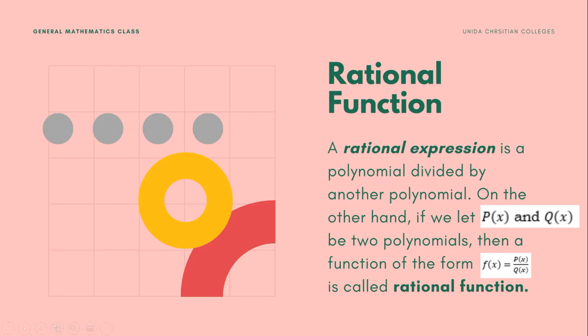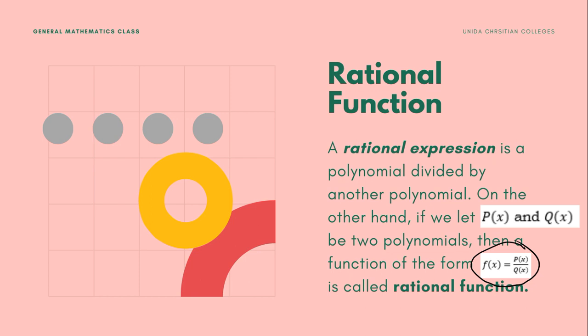Okay, rational function. A rational expression is a polynomial divided by another polynomial. On the other hand, if we let p of x and q of x be two polynomials, then a function of the form f of x is equal to p of x over q of x is called a rational function. So remember, a rational function is expressed as a quotient. Kapag nakaganto pong form siya, ibig sabihin, we can say that the given function is a rational function.